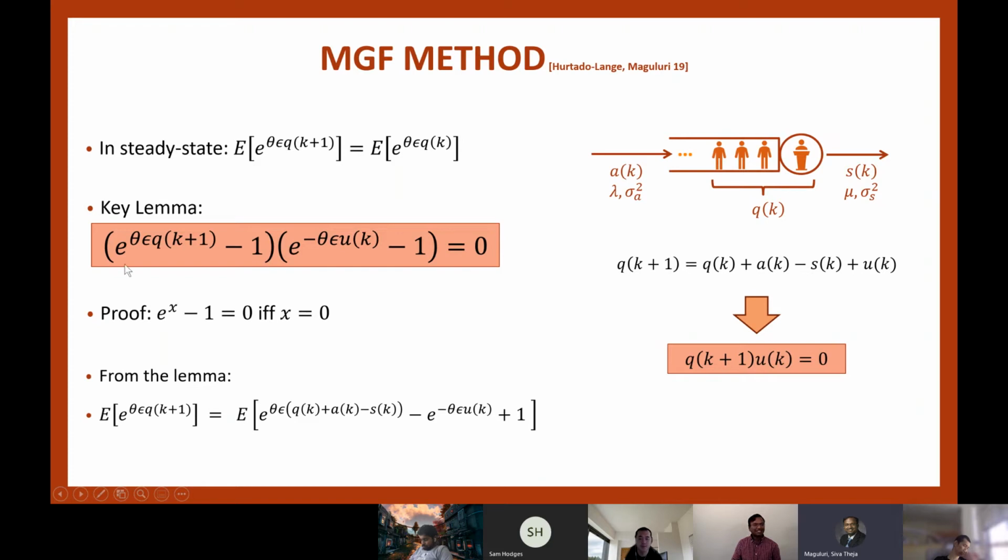That's what I have here. And then I apply expectation on both sides. Then I get a relation like this. And then in steady state, this expectation is same as qk. So I can just simply drop this plus 1. Then I have this equation. By the way, again, to do this, I have to first show that this expectation is finite.